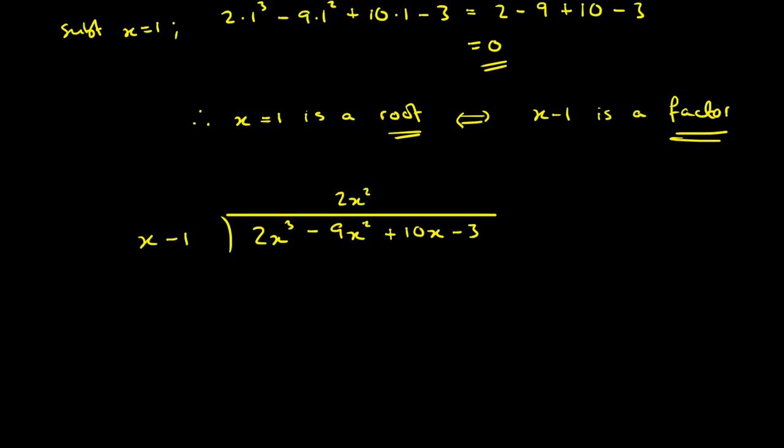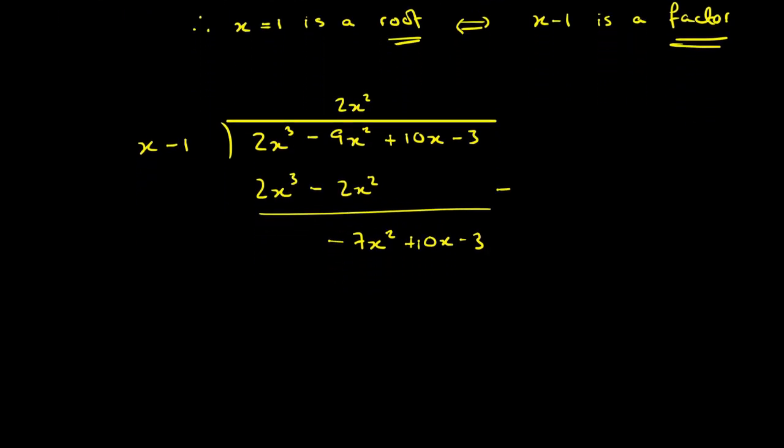Okay, and then I take that 2x squared and I multiply it by our divisor. I multiply it by x minus 1. So if I do that, I get 2x cubed minus 2x squared. Now what I do is I subtract that off, put the minus sign on the right. So 2x cubed minus 2x cubed is 0, cancels. Minus 9x squared minus 2x squared is minus 7x squared. So I get minus 7x squared. And the remaining terms remain the same because I haven't subtracted anything from them.